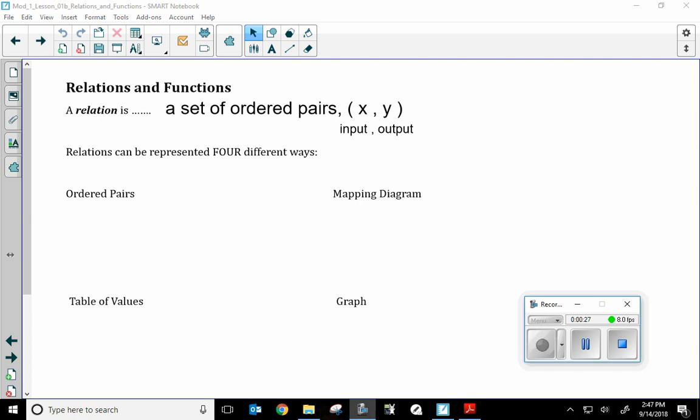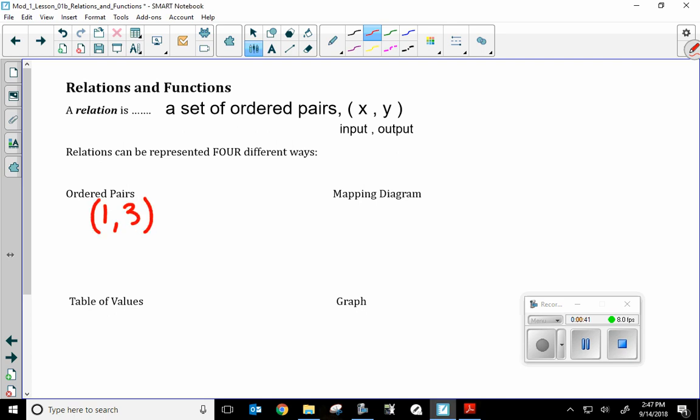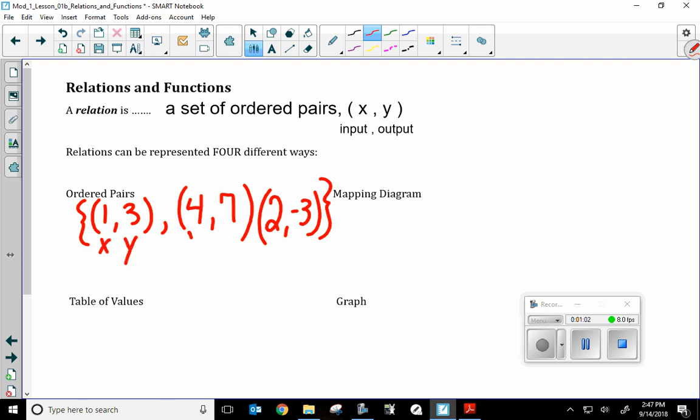Now, let's come up with the 4 different ways that we can represent these, okay? We can have ordered pairs, which would mean 1, 3, that's a pair. A coordinate, rather. 4, 7, that's another coordinate. And let's say 2, -3, okay? So a relation can be represented by a set of some ordered pairs here, okay? And every one of these, of course, is an X and a Y, all right?